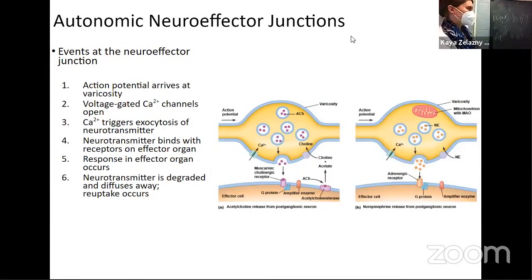So that means we could list out the steps here. Just like in our central nervous system, we start with our action potential coming down the axon. And now we're reaching a varicosity. So here we see acetylcholine from a postganglionic neuron. So would this be sympathetic or parasympathetic?